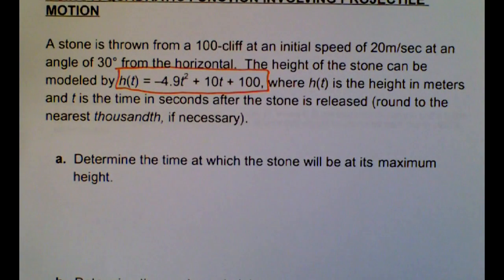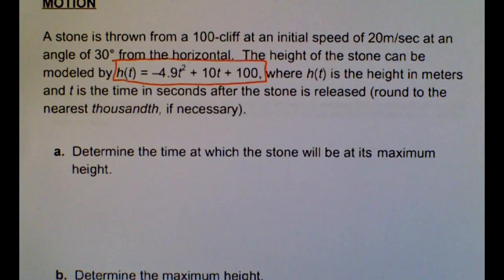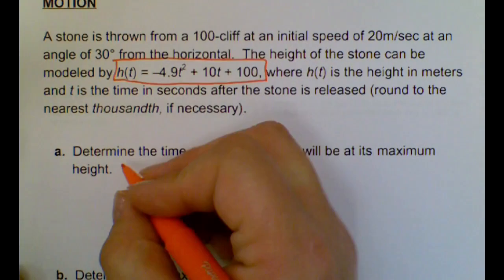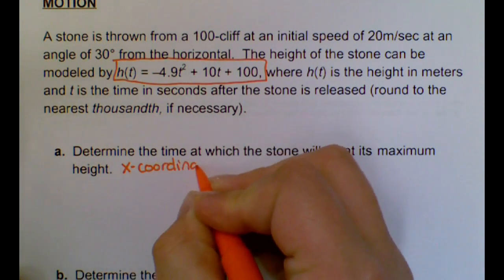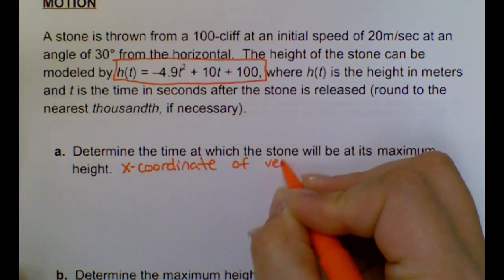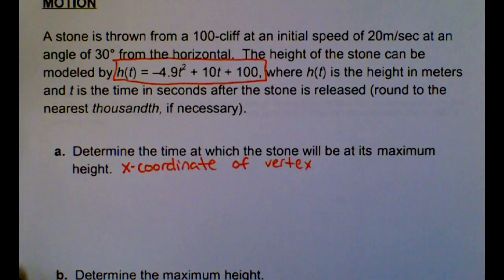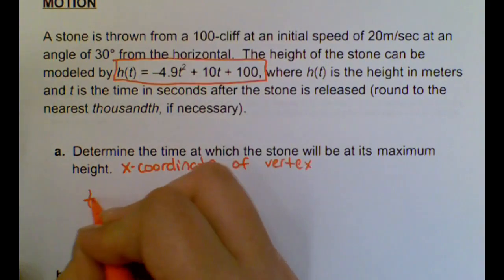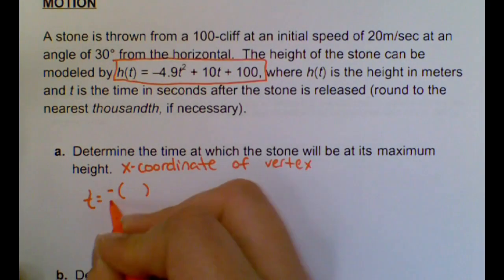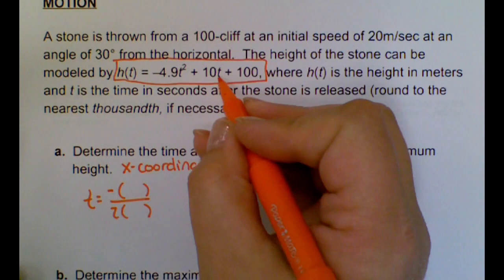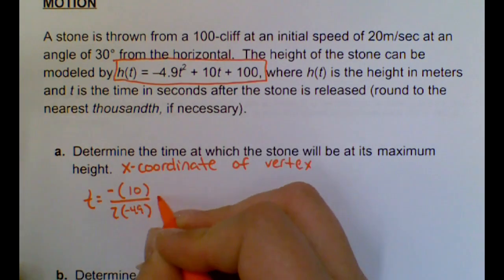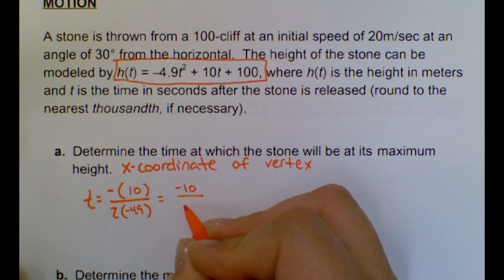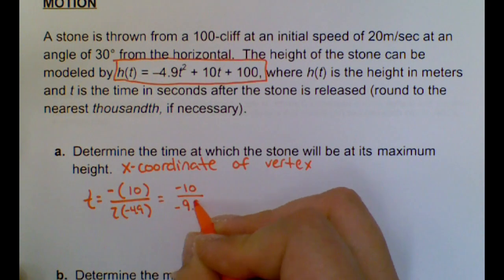H of t is height in meters, and t is time in seconds after the stone is released. The time at which the stone will be at its maximum height: I want the x-coordinate of the vertex. That's all this is asking. Really, it's the t-coordinate, but that's fine. So t is equal to negative b over 2a. Well, b is 10, a is negative 4.9, so we have negative 10 over negative 9.8.